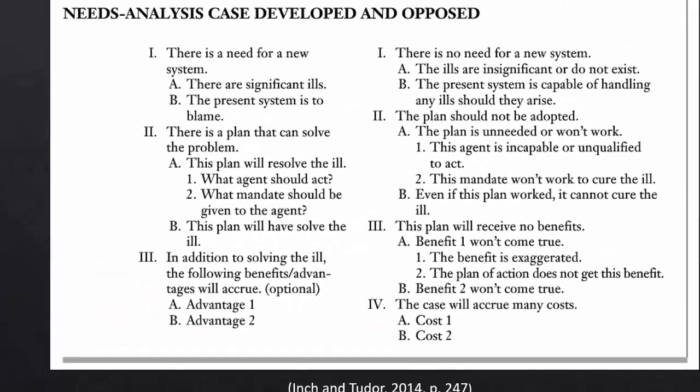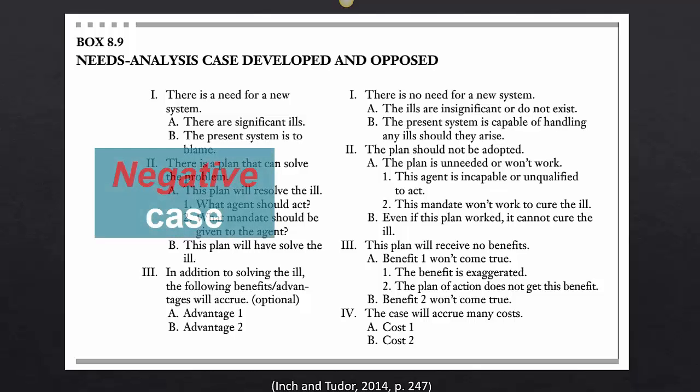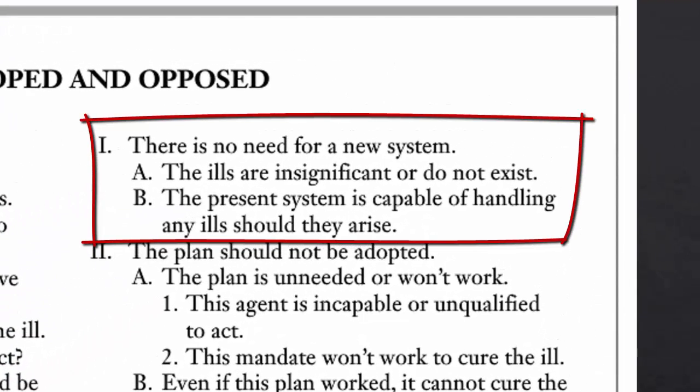What we see on the right-hand side is very parallel, right? But this is going to be the case that's made by what's referred to in debate as the negative, as the opponent of the change. So Roman numeral 1, there's no need for a new system, and so it addresses the ills being insignificant or not existing, and secondly, that the present system is capable of handling these ills. So there isn't the structural and attitudinal opposition that would make change impossible.